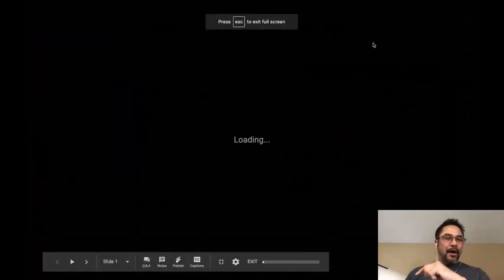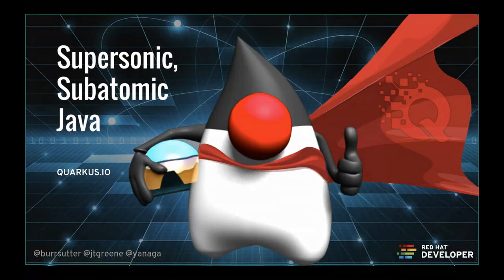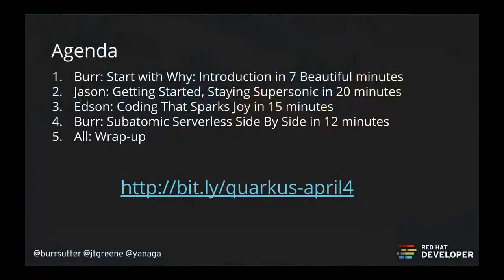So we're going to talk to you today about Quarkus, our supersonic subatomic Java. So Quarkus.io is the website. You're going to hear from myself today. You're going to hear from Jason Green and Edson Yanaga. And so we're going to rock and roll really fast.